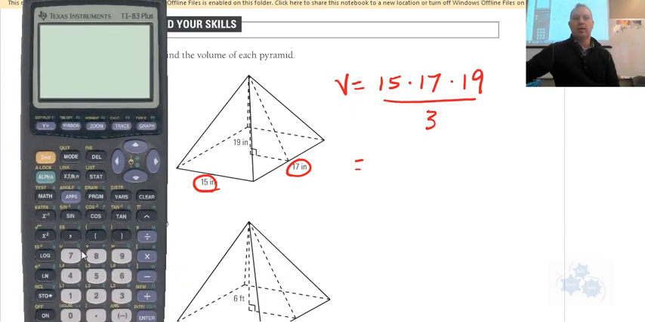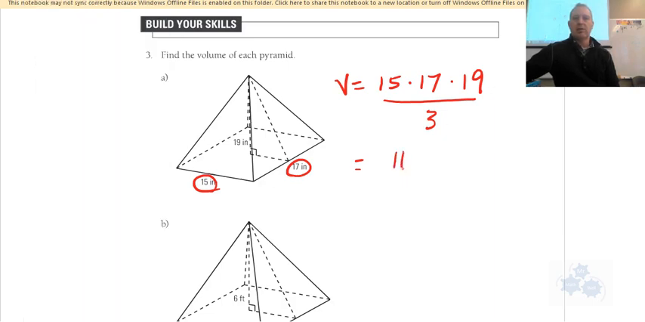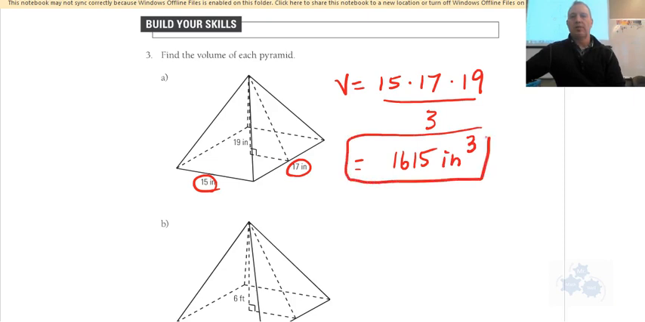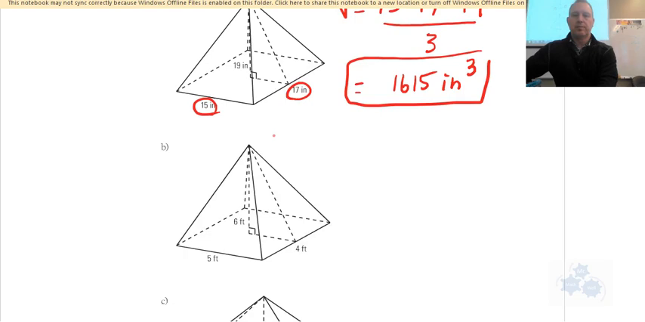Okay, so we get out our calculator, and we do 15 times 17 times 19 equals, divided by 3. Now you don't have to do equals in between, but I like doing that just to separate the top and the bottom a little bit. And that's 1,615, and what's my units there? Inches cubed. Remember, volume is always in cubic units, and use the units that are in the question.